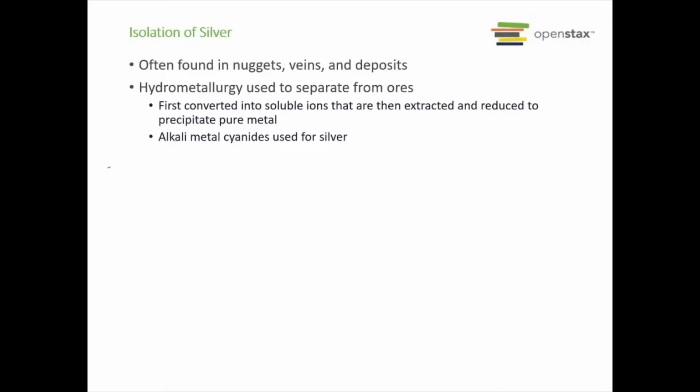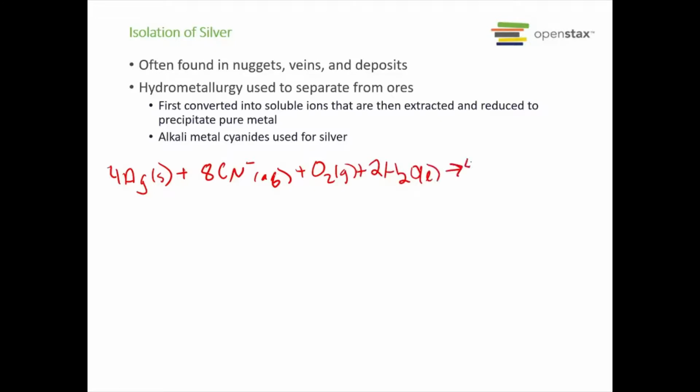So I'll show you the equation. We have our silver, which, keep in mind, is in this ore. Maybe it's like a vein or something. We can't just pull it out. So we add some aqueous cyanide with oxygen and water, and we make this complex, and some hydroxide. But there's our soluble ion that we want.